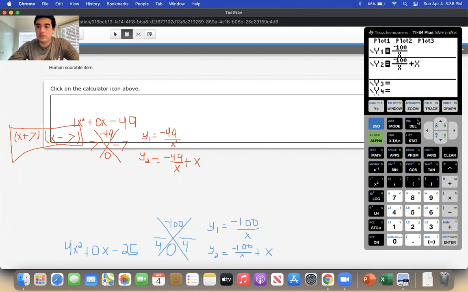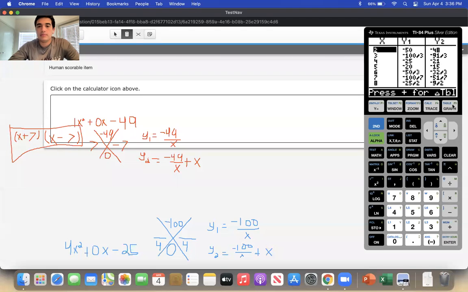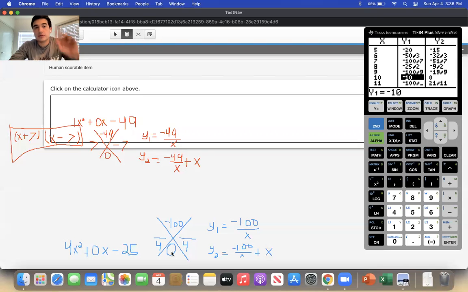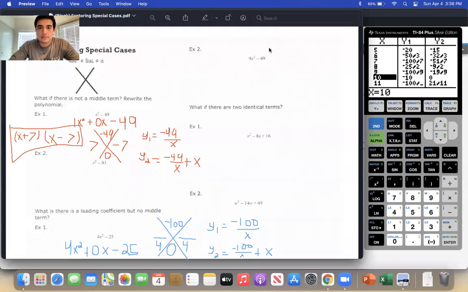And then we wanna see the table. So I click second graph, there's my table, okay? Now I'm looking for my b value. So again, I'm looking for 0. So I go to my third column, the y2, and I'm looking for 0. There it is, right? So that means what's gonna go on top of those fractions are negative 10 and 10. So let's go back. Okay, so here we have negative 10 and 10.